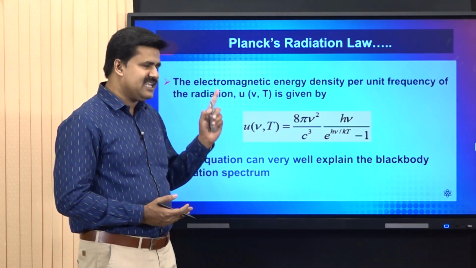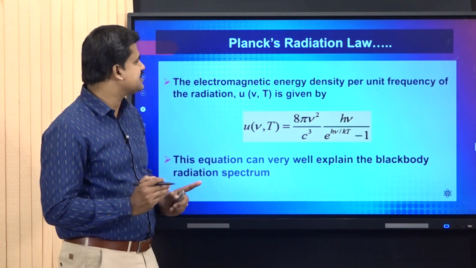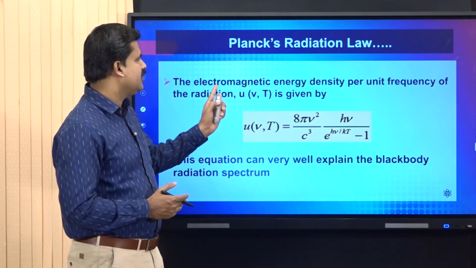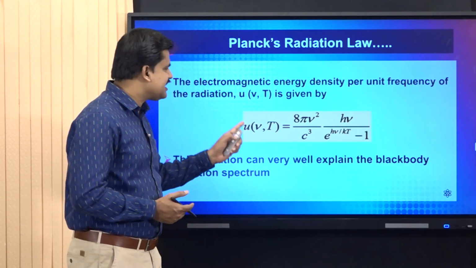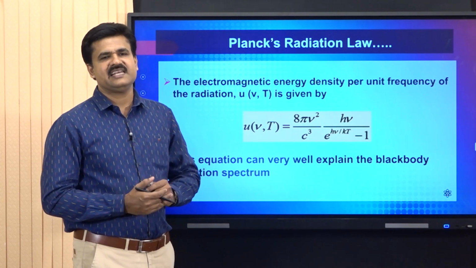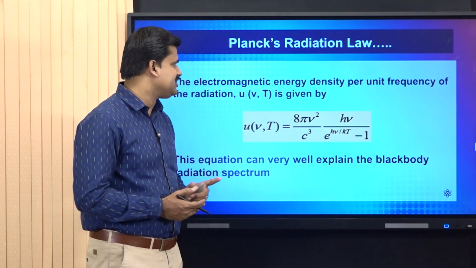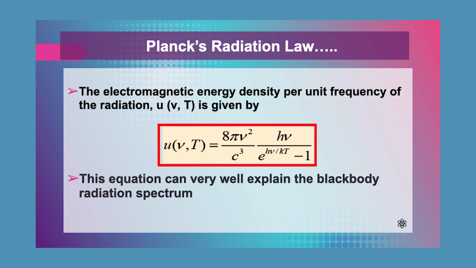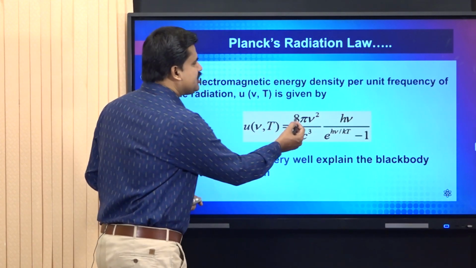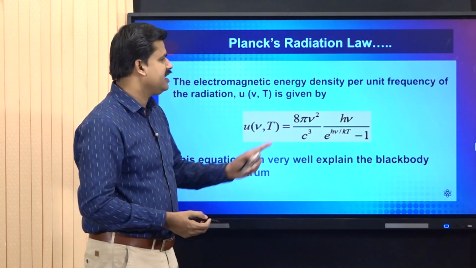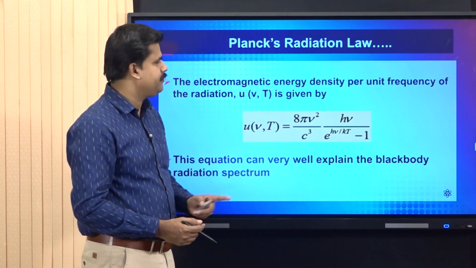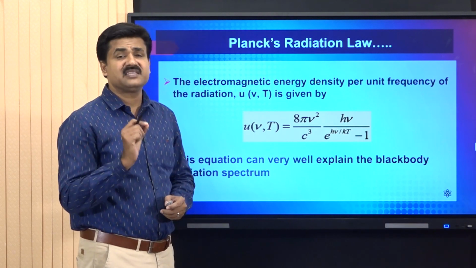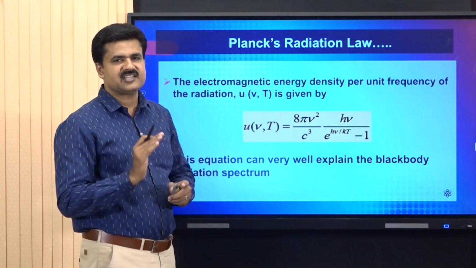The electromagnetic energy density per unit frequency of the radiation, that is U nu T, can be calculated by Planck's radiation law. This expression is Planck's radiation law. That is, U nu T, which is the electromagnetic energy density per unit frequency, is equal to 8 pi nu square by c cube into h nu divided by e raised to h nu by kT minus 1. This relation is the mathematical version of Planck's radiation law.